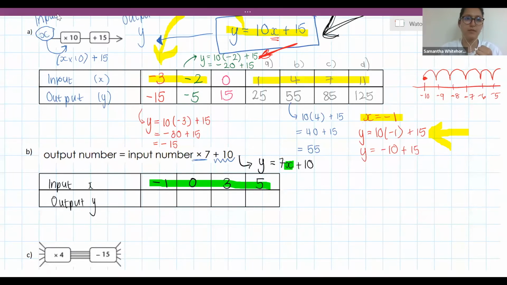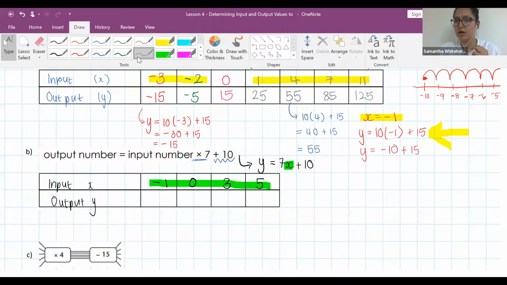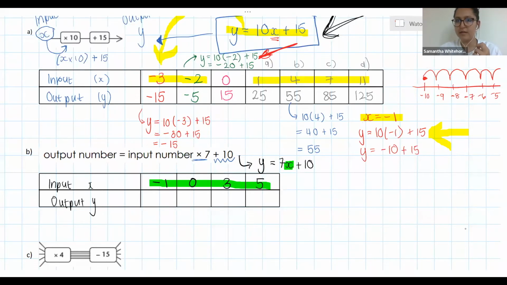I'm seeing lots of hands. I'm hoping this means we're ready. Normie, do you want to give us the first one? So what is the output when our input is -1? Ma'am, I just did the equation. I don't understand the output. Okay, what aren't you understanding about the output? Ma'am, aren't we supposed to be saying -1 times 7 plus 10 equals -7 plus 10 equals 3?